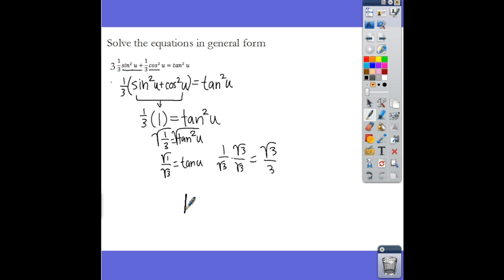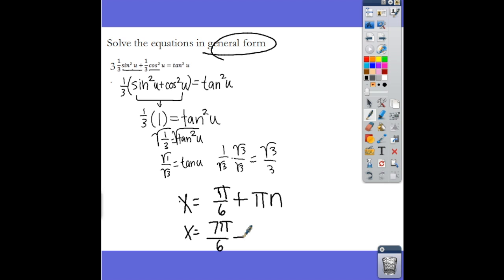So just like the last time, our solutions will be pi over 6 and 7 pi over 6. But again, we want this in the general form, so we're going to add the period and n times to the form. So you're left with pi over 6 plus pi times n, and 7 pi over 6 plus pi times n.